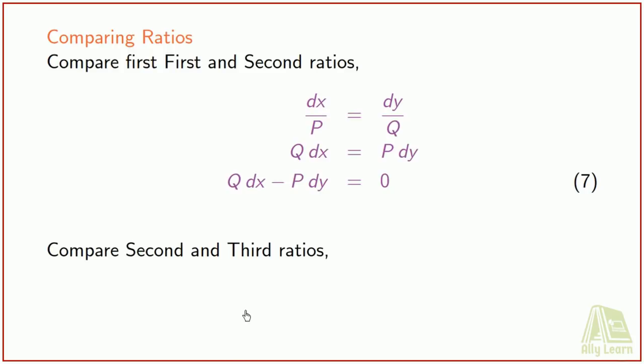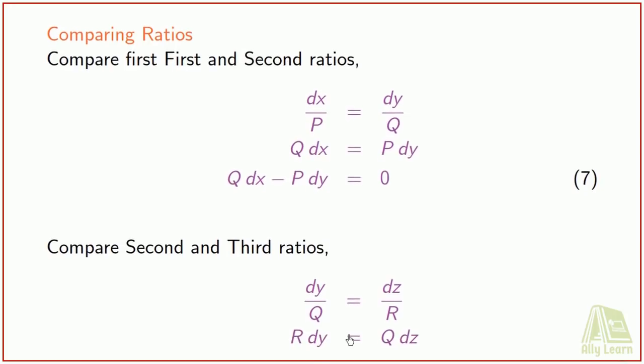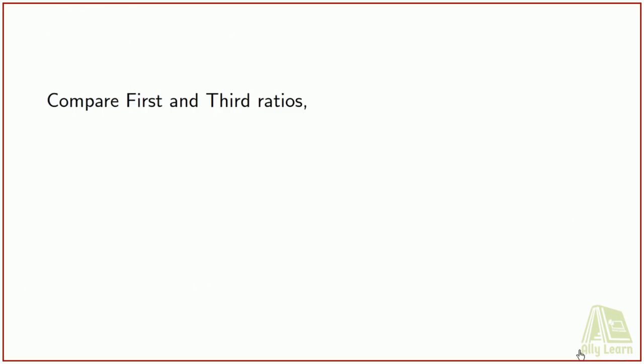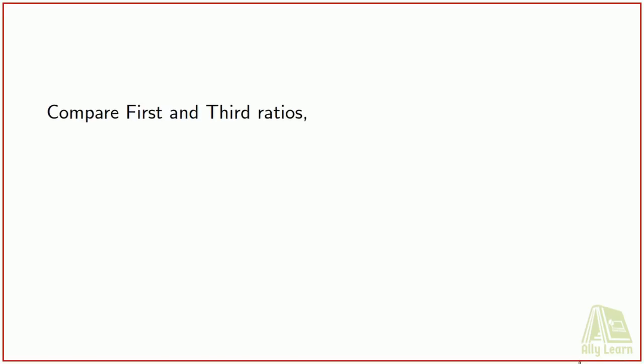As you remember, the second and third ratios are these: dy by q equals dz by r. Now this was my third pair of ratios. After comparing, we cross multiply, r dy equals q dz, and then we write it in this form. Again, we solve it further to get a solution. Fine. And lastly, we compare the first and the third ratios. That was dx over p equals dz over r.